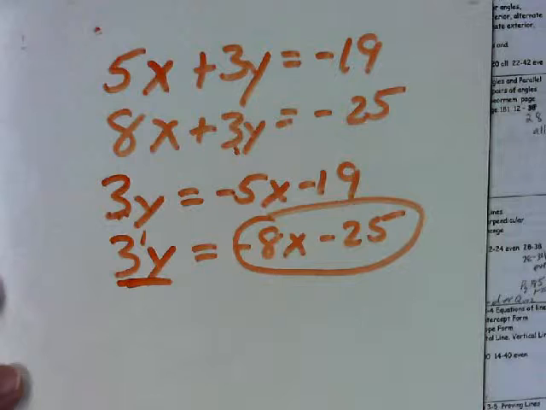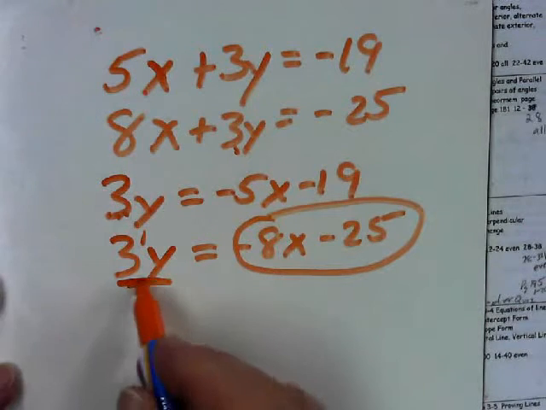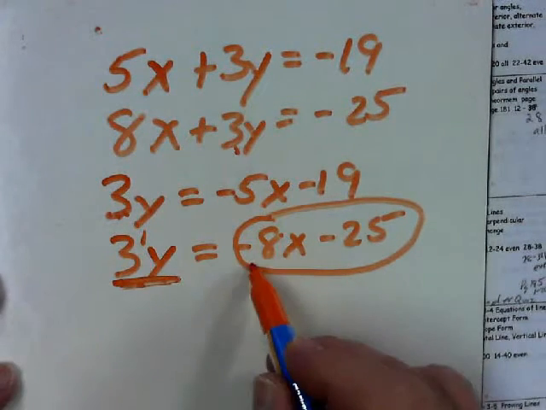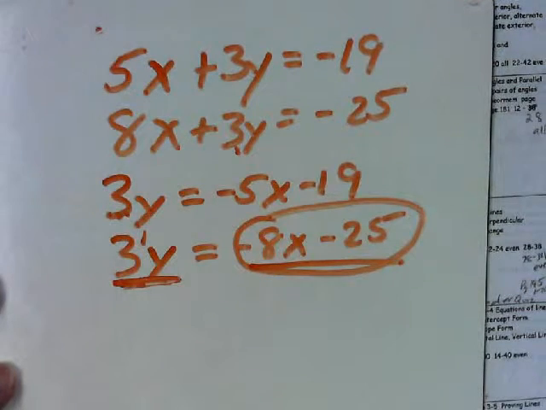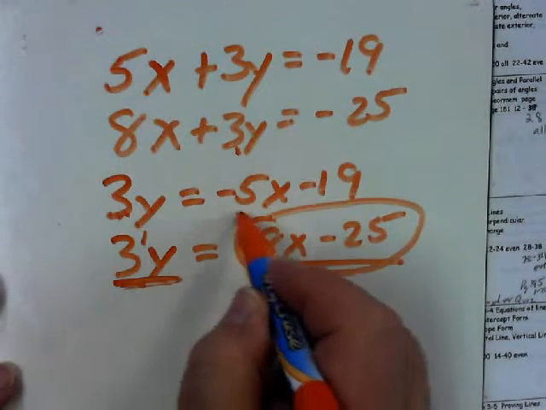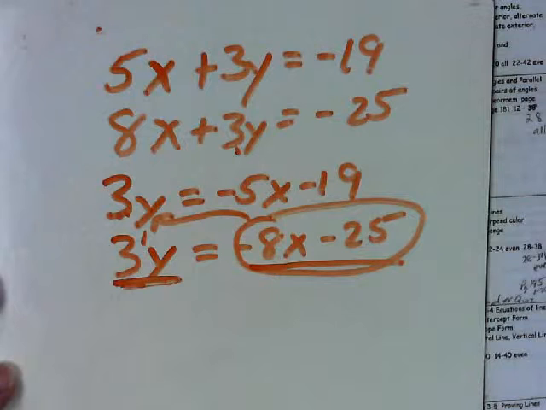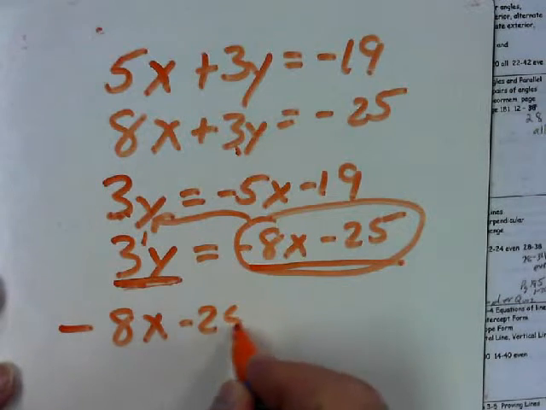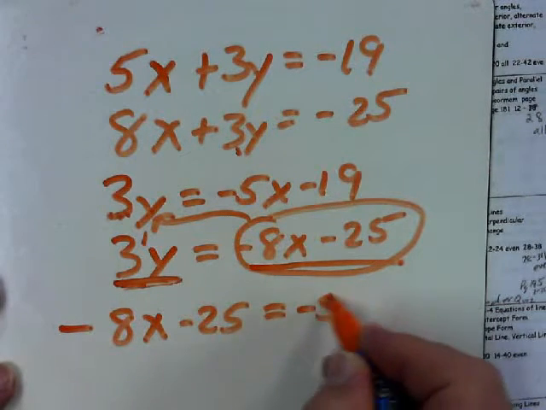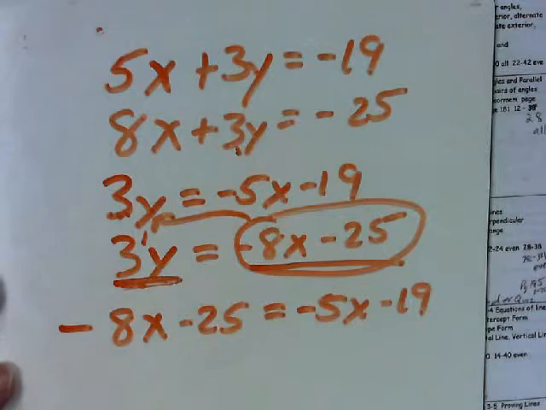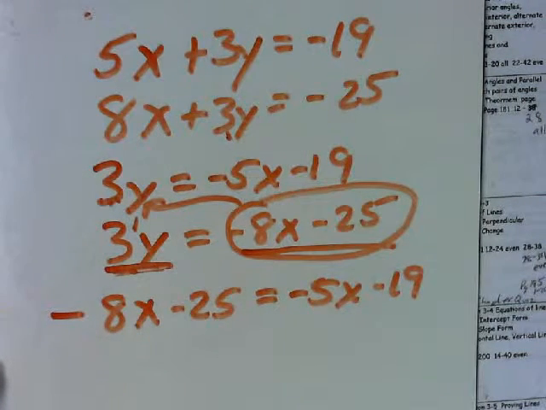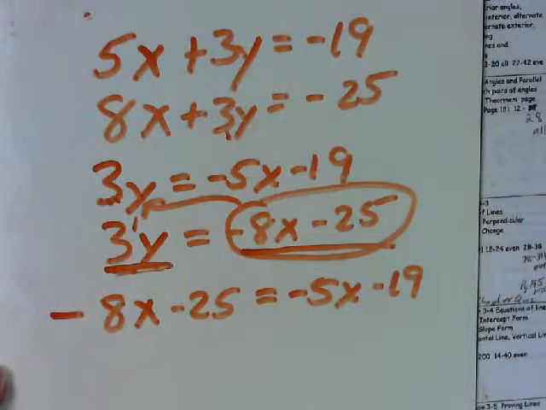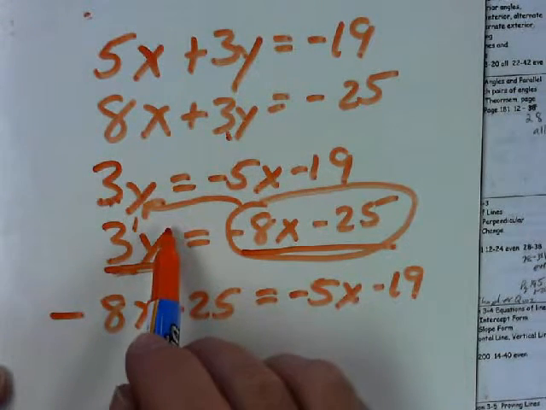Does that make sense? I'm taking the whole 3y, which is negative 8x minus 25, and replacing it into this whole 3y. So would it be like that equation if you get 3 times negative 8x, subtract 10 equals negative 5x, subtract 19? Why would I do something crazy like that? It's the same unless you do more work and put fractions.